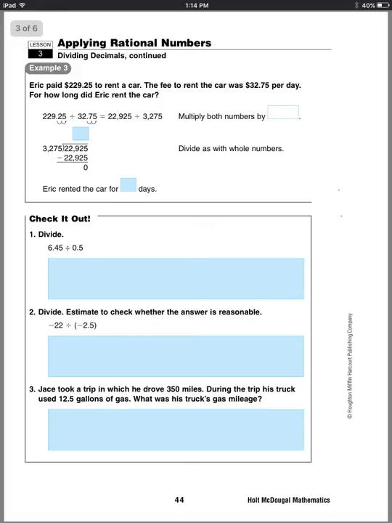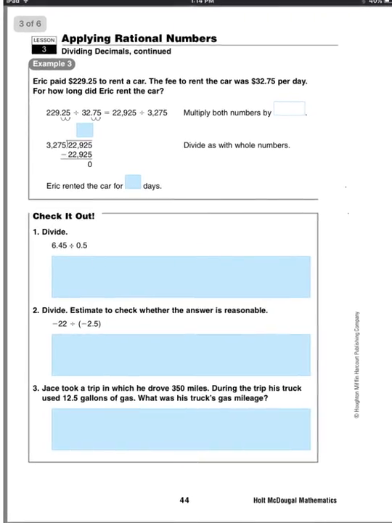And the last example says Eric paid $229.25 to rent a car. The fee to rent the car was $32.75 per day. How long did Eric rent the car? So we know the total he paid. I can underline it. That's the total, and this was per day. Okay? We want to know how many days he rented the car for, so we're going to divide those two numbers like they show us.